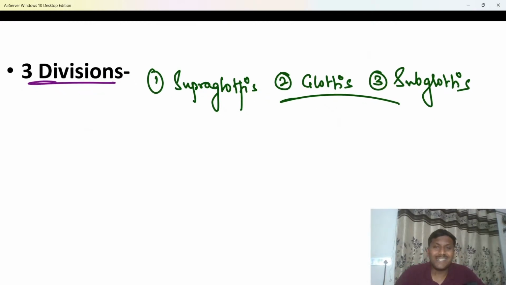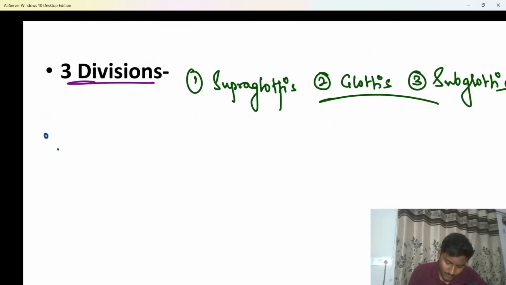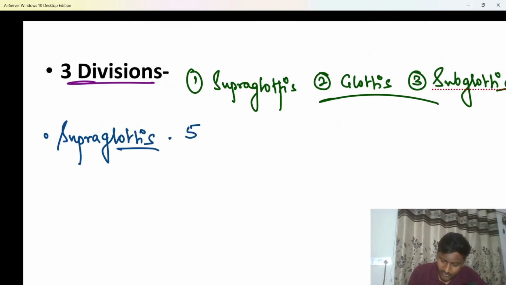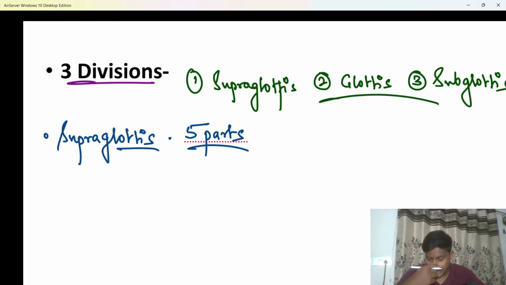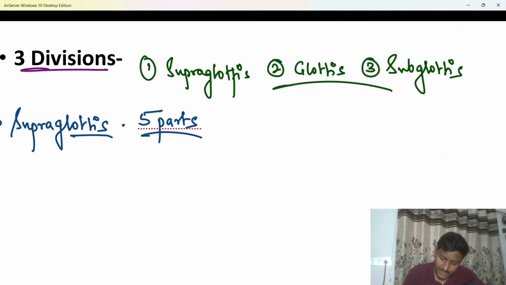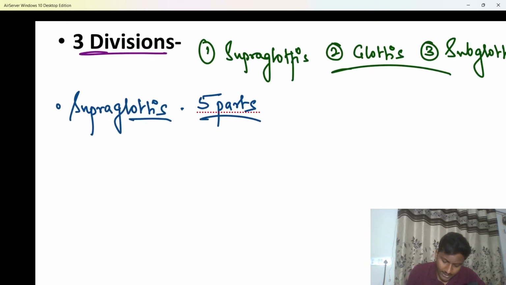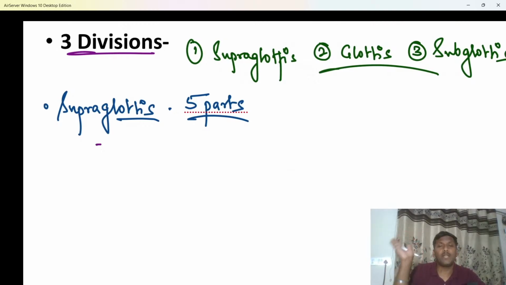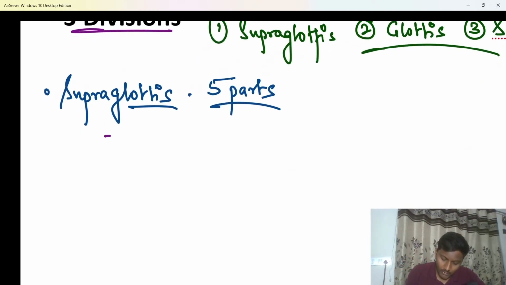Important is to understand the supraglottis better. Remember, this supraglottis actually has 5 parts in it. The supraglottis division is made up of 5 parts, because then you will be able to understand the diseases that we'll discuss. Okay? And what are these 5 parts of your supraglottis? First, obviously, the leaf-like cartilage which controls the opening or closing of the larynx. That leaf-like cartilage is known as the epiglottis.